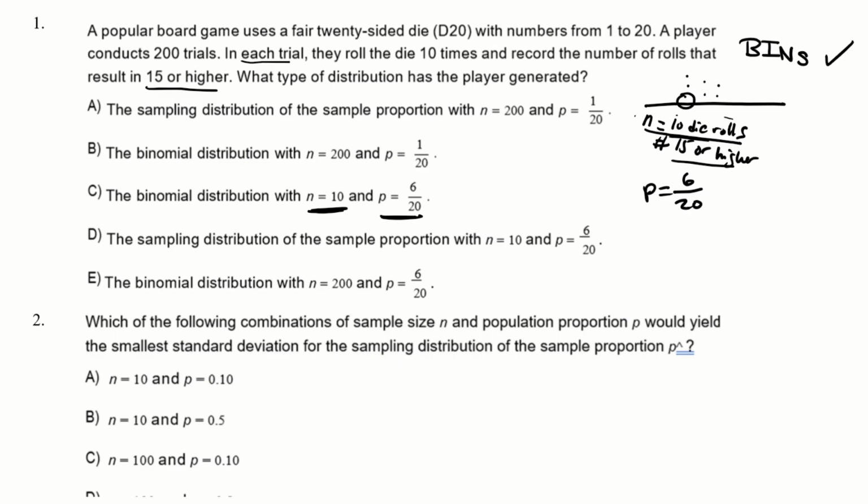Be careful with the 200, as I mentioned earlier. You can think of the capital N as being 200, which is like the number of simulations, if you will. But the number of individual die rolls of that object is 10. So just be careful with that. Very easy to mess that up too.